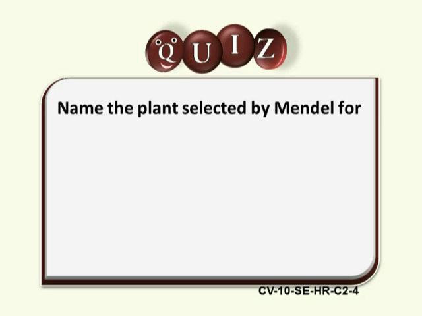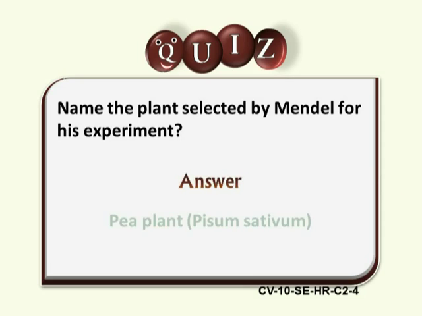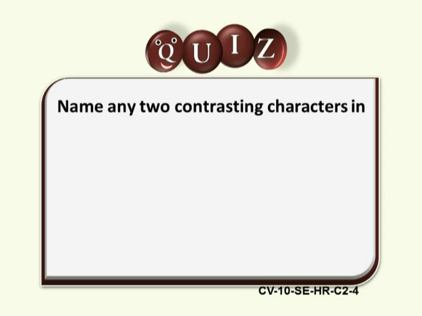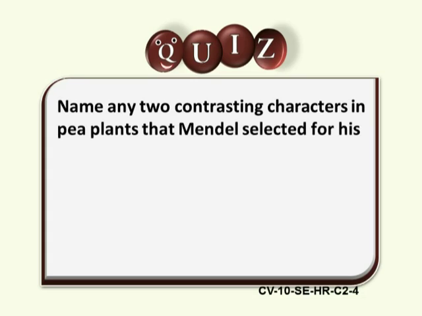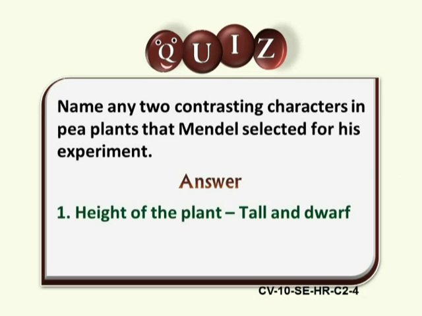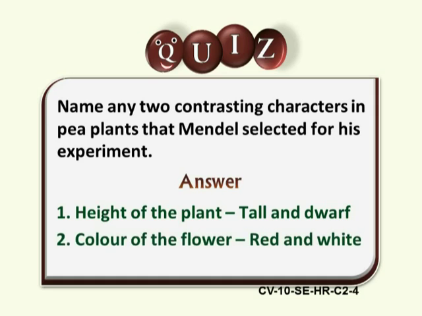Name the plant selected by Mendel for his experiments. Answer: pea plant or Pisum sativum. Name any two contrasting characters in pea plants that Mendel selected for his experiment. Answer: 1. The height of the plant, tall and dwarf. 2. The color of the flower, that is red and white.